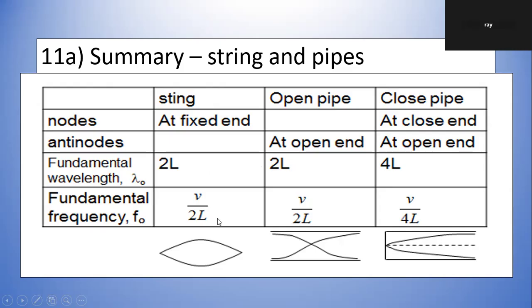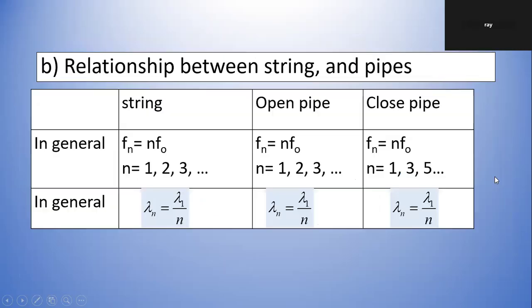For the string, the fundamental is v over 2L, where v is the speed of sound and L is the length of the tube. Same as the open pipe. Open pipe and string are the same. Closed pipe is 4L. Then the general equation for string and open pipe is the same.